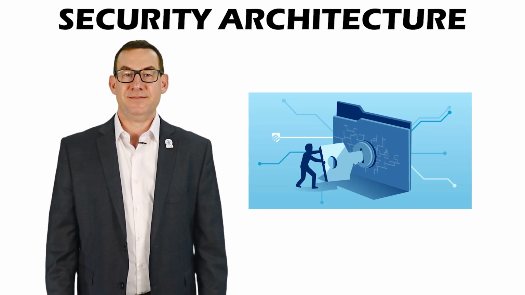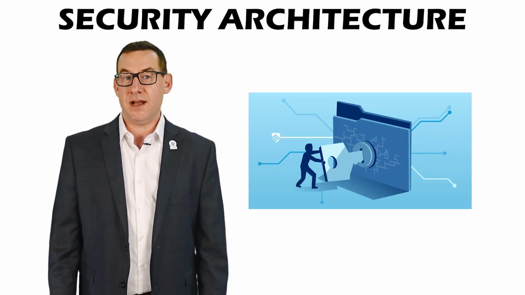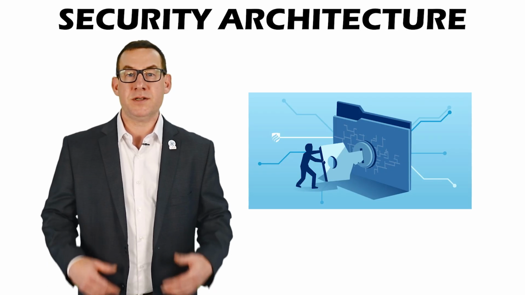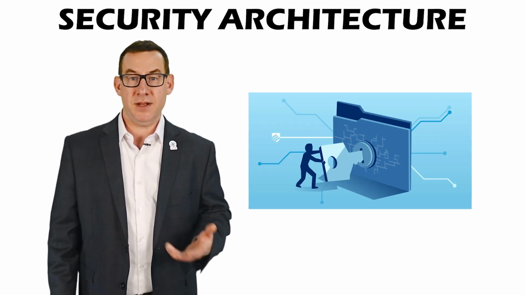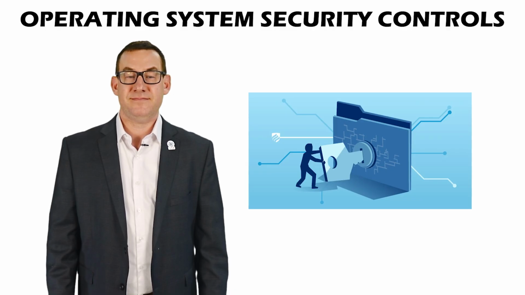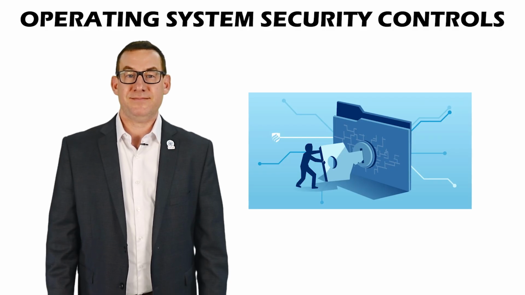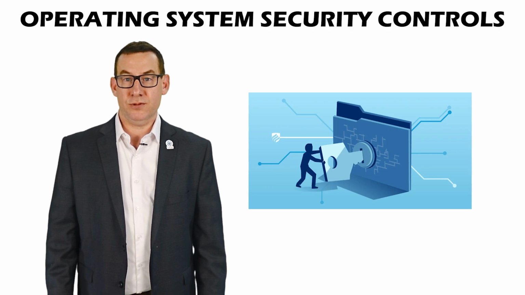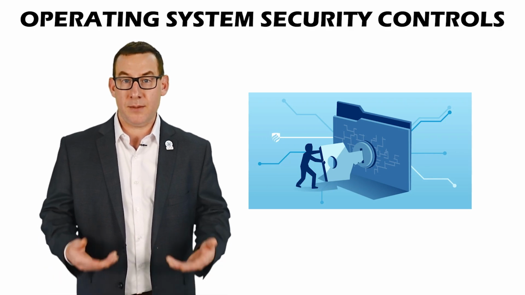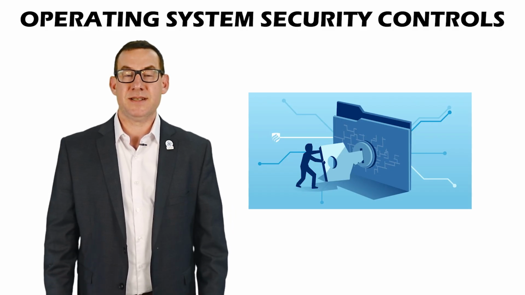Security architecture. Security architecture involves designing and implementing the overarching security measures of the database environment. Operating system security controls. Operating system security controls secure the underlying operating system to prevent unauthorized access to the database management system.